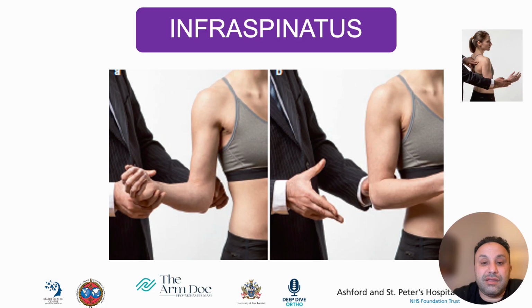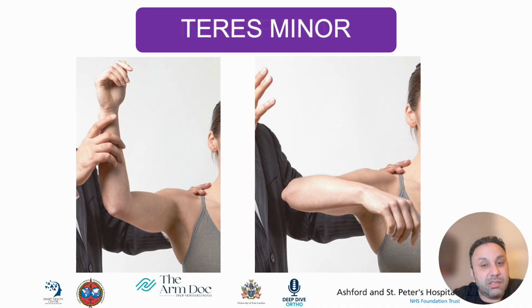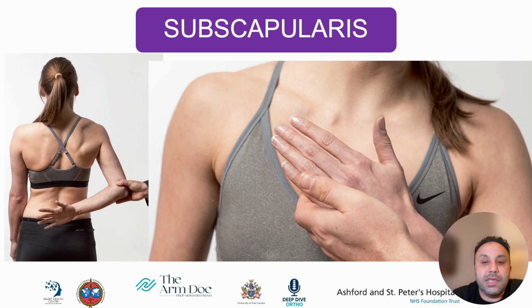The lag sign is an important sign here for the infraspinatus tendon, where you externally rotate the arm and then the patient cannot keep it there, and that applies to every test we do. You assess the teres minor in the hornblower test, then assess the subscapularis, an internal rotator of the shoulder. There are different tests described there.